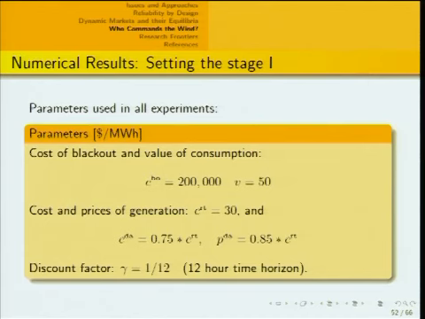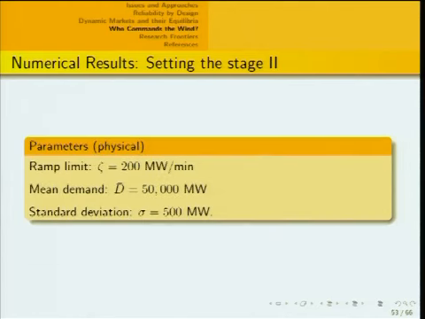I just want to show you some numerics of what you get from this. The ramp limit was 200 megawatts per minute. Our mean demand was 50,000 megawatts, and our standard deviation was 500. This was just eyeballing data that we've seen.